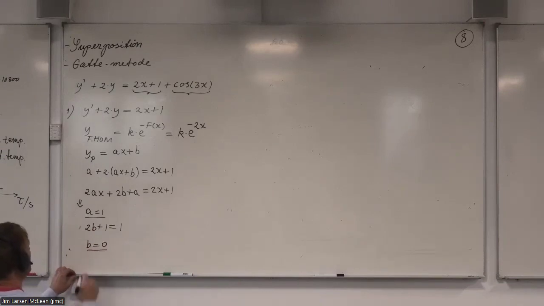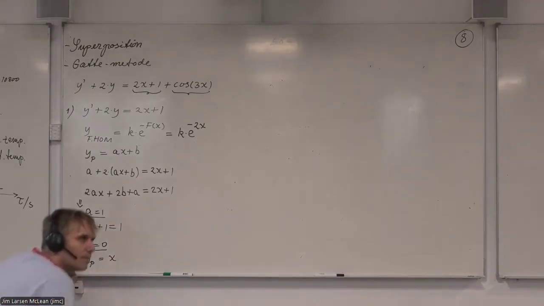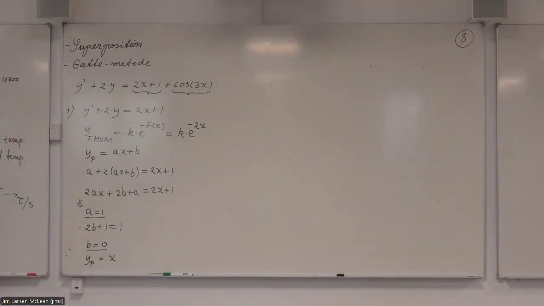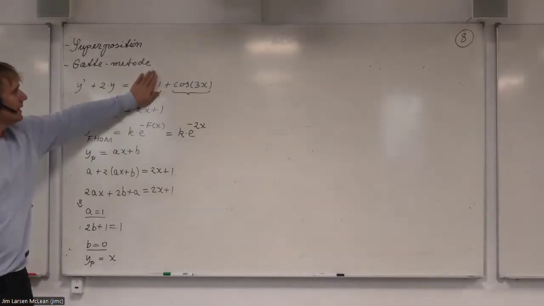So what do I have now? Now I have the particular solution. It's called x plus b. That is 1x plus 0 times x. So that was a specific solution for this one. So I go back to the original differential equation and now look at the case where it's absent.